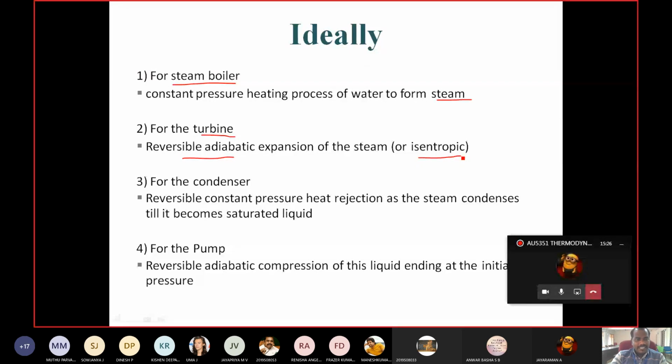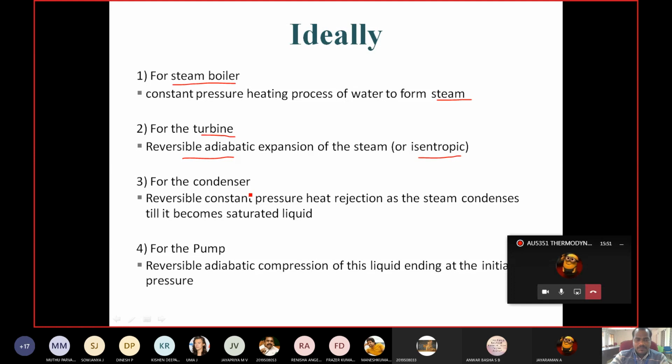Then we have the condenser. So this again has a reversible constant pressure heat rejection, right? So here also it is a constant pressure process, as the steam condenses till it becomes saturated liquid. So in the condenser, the steam gets cooled to segregate the saturated liquid from the steam, right?